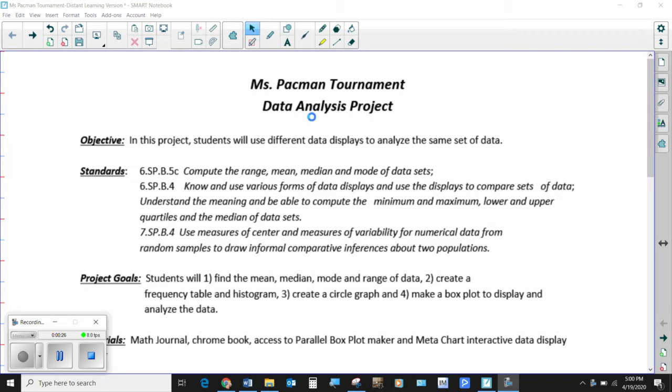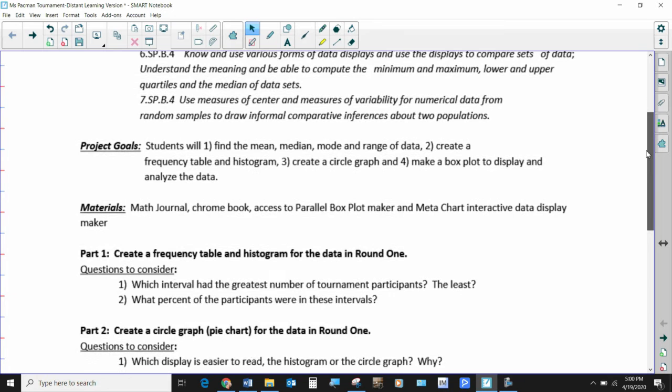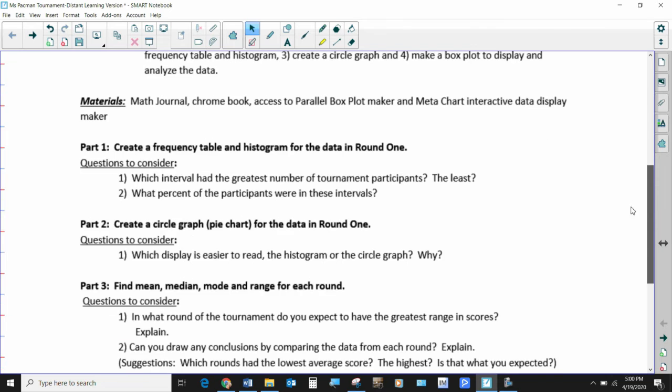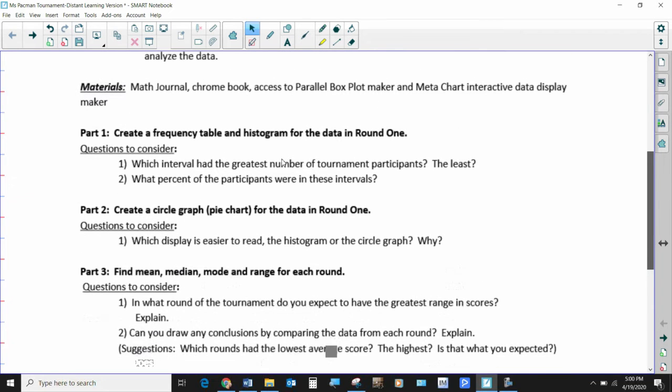So what we're going to basically be doing here is we're going to take the data from the Ms. Pacman tournament in 4 different rounds, and we're going to analyze that data. And if you look on the Google Classroom, you will see this very document. You'll see this document with all the directions for all the different parts. And what we're going to do is we're going to take each part and only focus on one part per day. And today is part 1 for Monday.